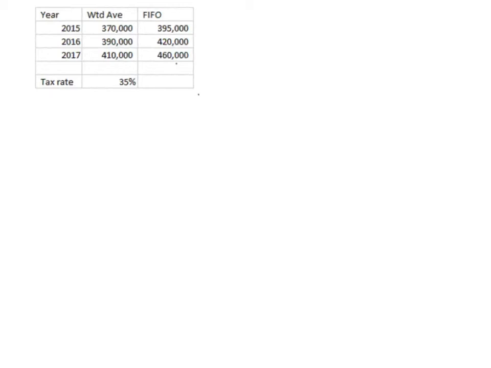The second part of the question says compute the cumulative effect of the change in accounting principle from weighted average to FIFO. There's a couple things that we need to know first. So in a simple set, you've got your year, then you have your weighted average, your FIFO, your difference, and then we're going to talk about the tax and the effect. But I've already got the data here, so I may as well go ahead and use it.